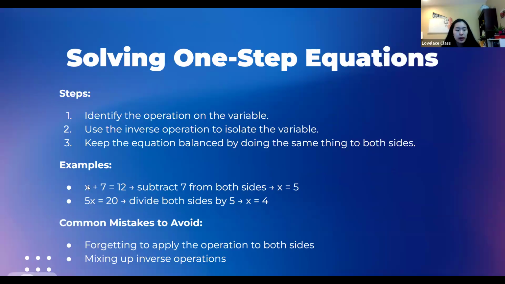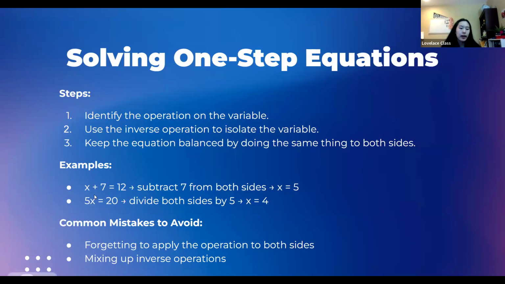So for example, we can see x plus 7 equals 12. This is an equation, right? So we can see that this is addition. You are adding something to the variable. So what's the opposite of addition? Well, the opposite of addition is subtraction. So you want to subtract 7 from both sides. And you have to subtract from both sides so that you get x equals 5.